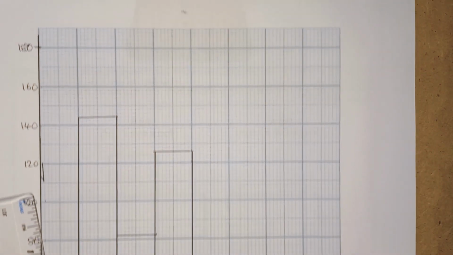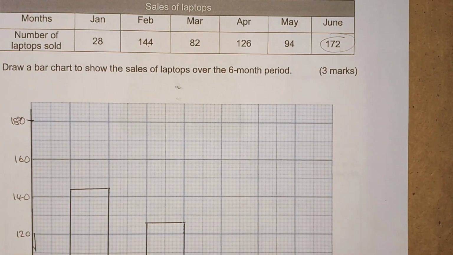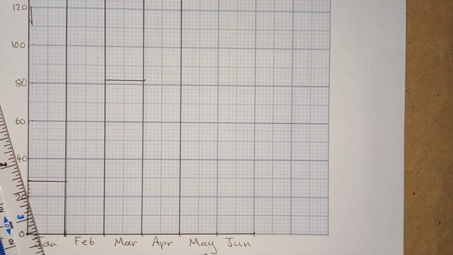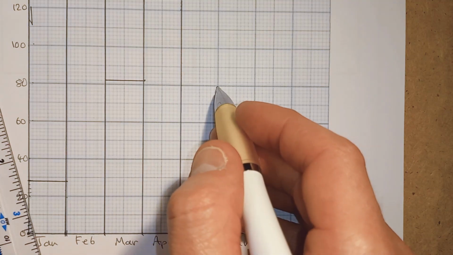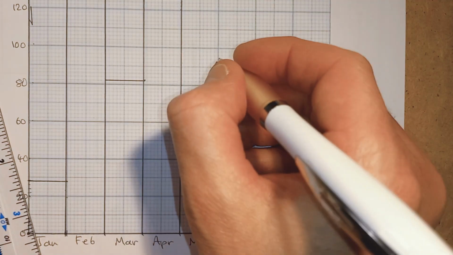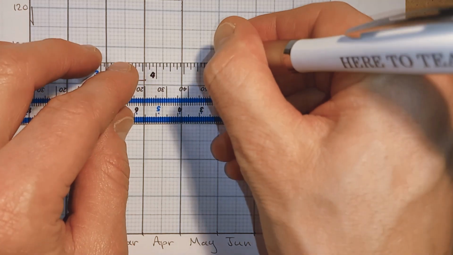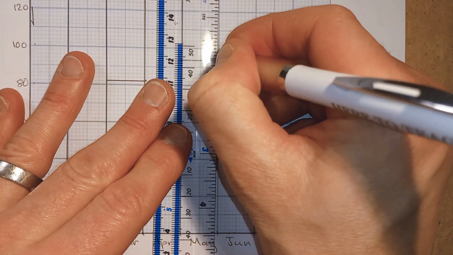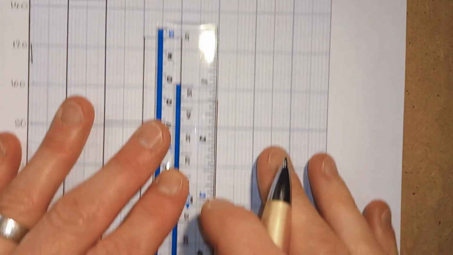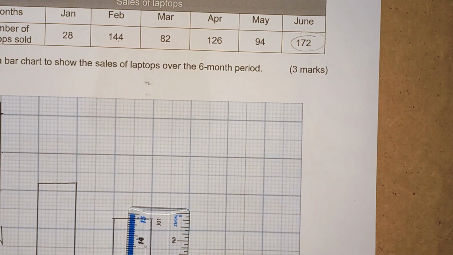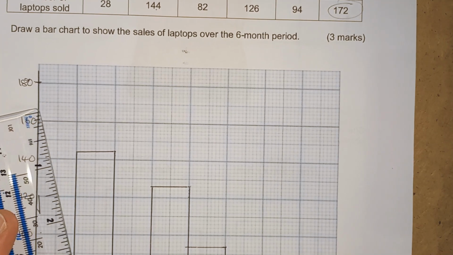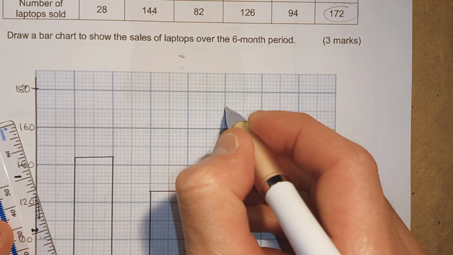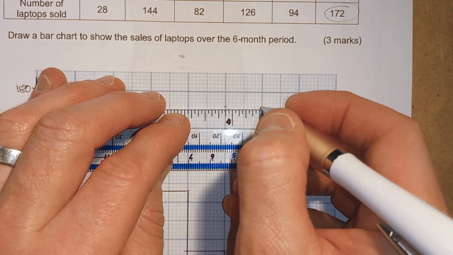April. For May, we've got 94. So where's 94 going to be? Well, here's May. Here's 80. If that's 90, it would be in the middle. So 92, 94. And for June, we've got the big one, 172. So 160's here, 170 would be there, 172 would be one up.